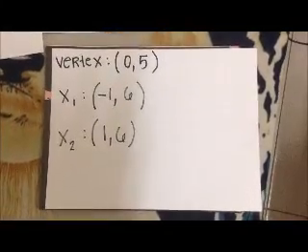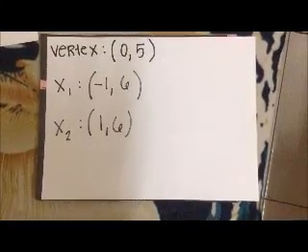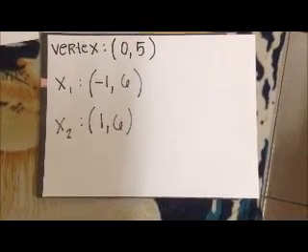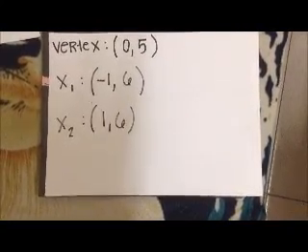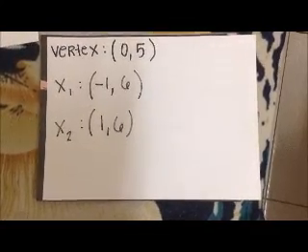Now we all have 3 points: the vertex, the second point, and the third point. Now it's time to graph it in the Cartesian coordinate plane to show you the graph of the function.